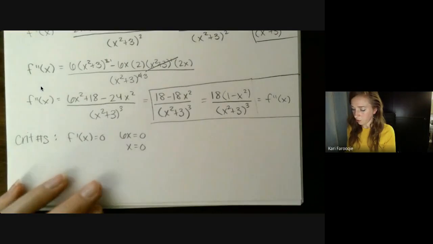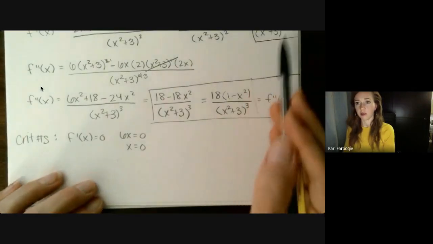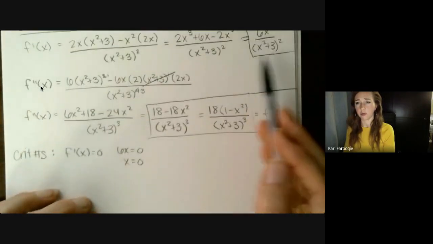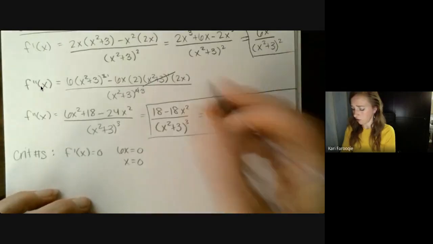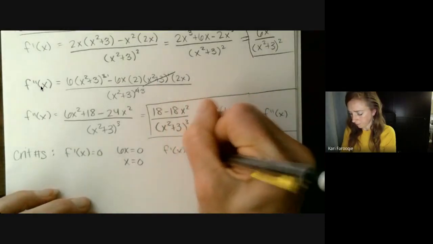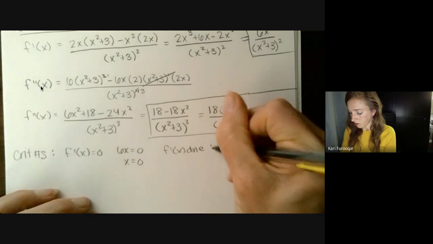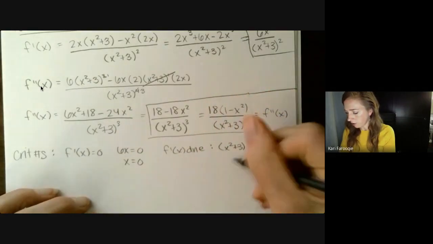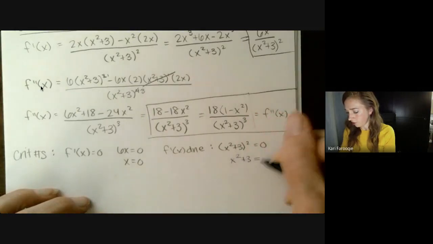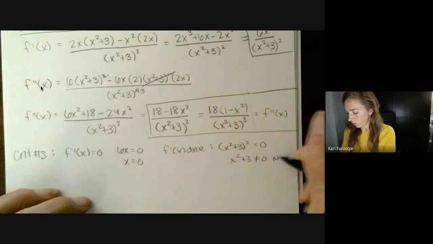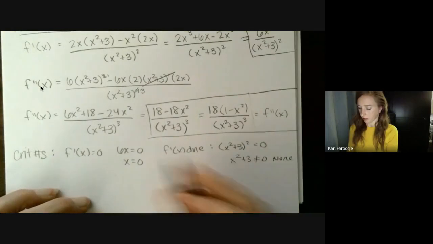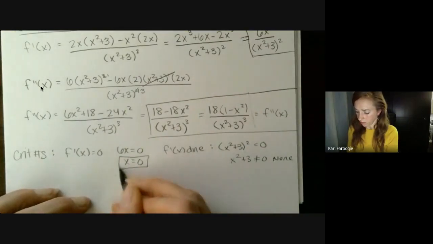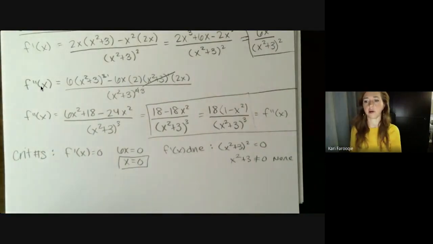We also need to worry about where we might possibly have a critical number where the denominator does not exist. And remember what that means is we have x squared plus 3 squared equals 0. Well, that is not going to happen. So we would say we have none there. So we have one critical number at x equals 0.